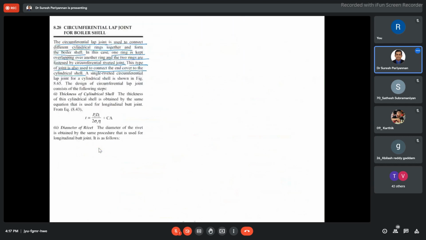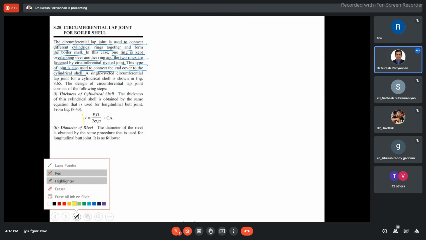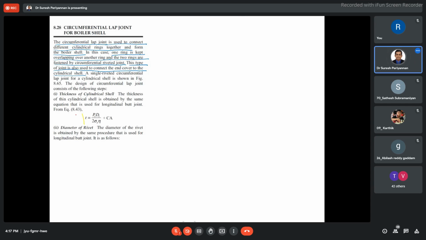Now, the thickness of the cylindrical shell is similar to our longitudinal butt joint, because in the longitudinal butt joint, what we used, this is the maximum stress, no? The same stress will be there, hence the same. Whatever we discussed in the longitudinal butt joint, the same concept we are using here for finding the thickness of the shell. Diameter of the rivet. How are you defining the diameter of the rivet?